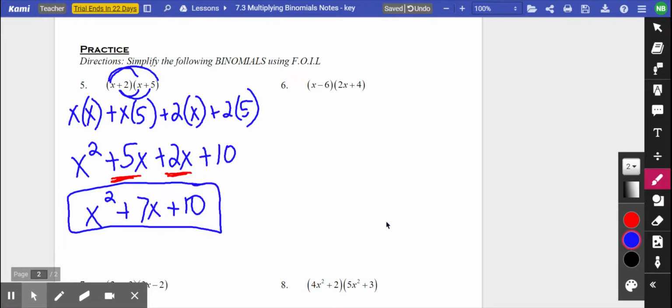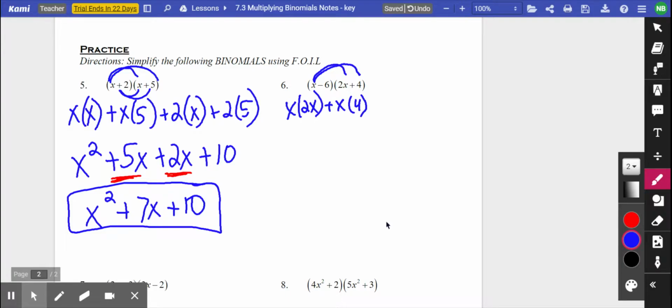All right, number 6, we get x minus 6 times 2x plus 4. Again, we got a minus sign here, so be careful. All right, so we get x times 2x. I'm going to try to write a little smaller to squeeze this in. We have x times a positive 4. Right, so we got a positive x times a positive 4.